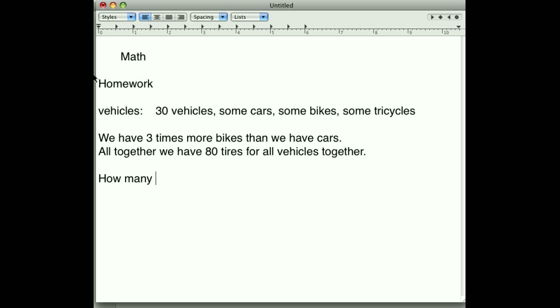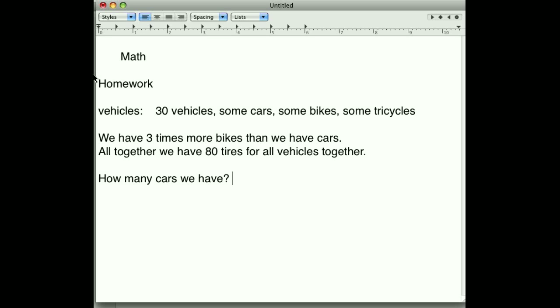How many cars do we have? This is what you need to find out. And if you know how many cars we have, you will find out how many bikes you have, because it's 3 times the number of cars. And then you will know also how many tricycles, because then you take the number 30, which is all the vehicles, and you subtract the number of cars, and you subtract the number of bikes, and you get the number of tricycles. So this is the problem.